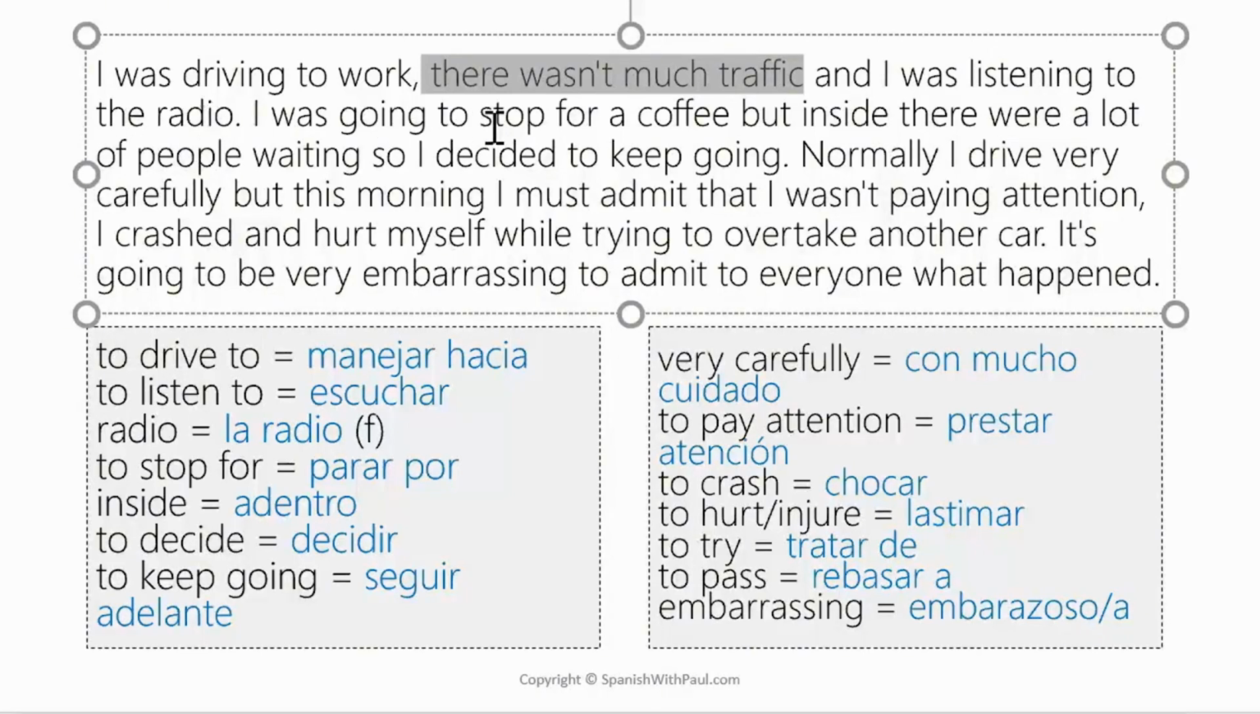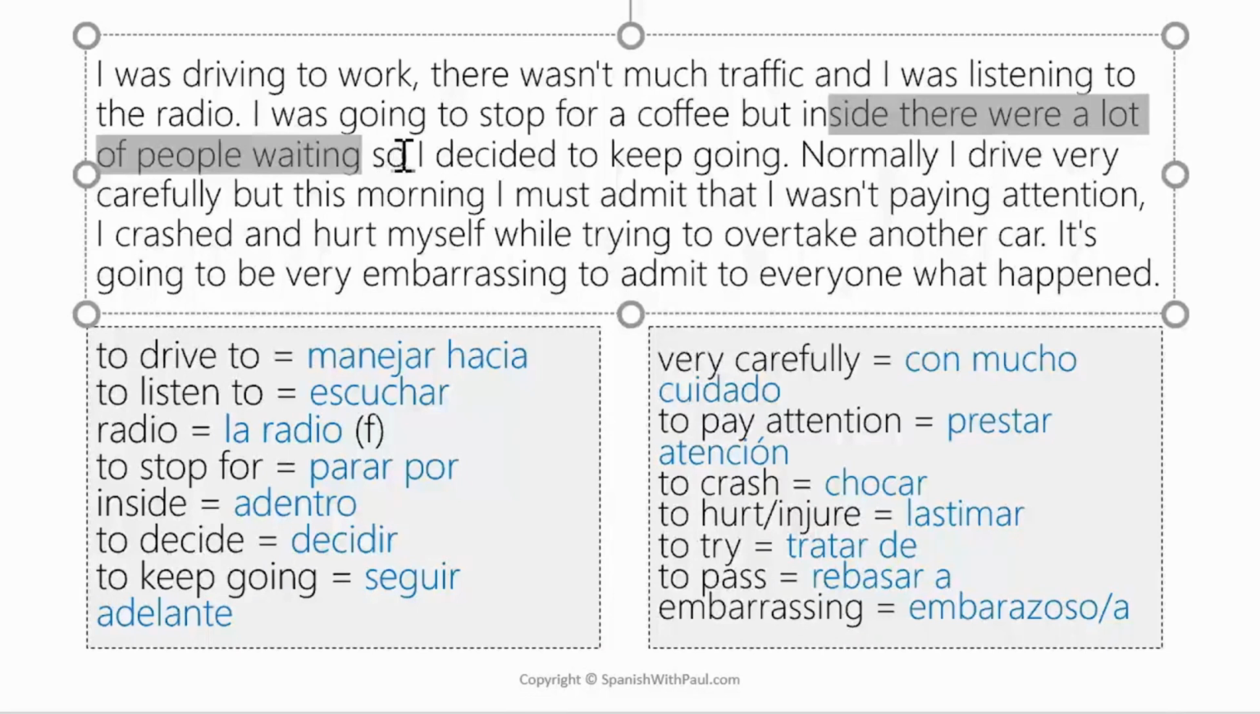I was going to. This is a modal verb, so iba. And then to stop for, parar por un café. So iba parar por un café. But inside, there were a lot of people. So we have pero adentro había mucha gente. Has to be mucha, right? Because gente is la gente. Then we have waiting, so we're just going to use esperando on its own. So adentro había mucha gente esperando.